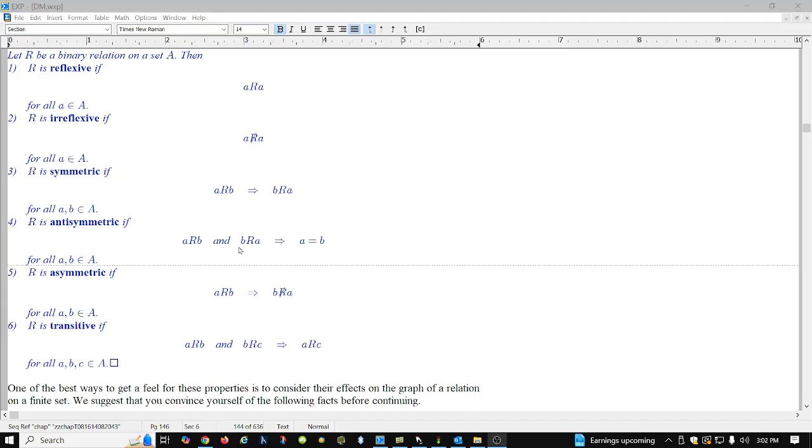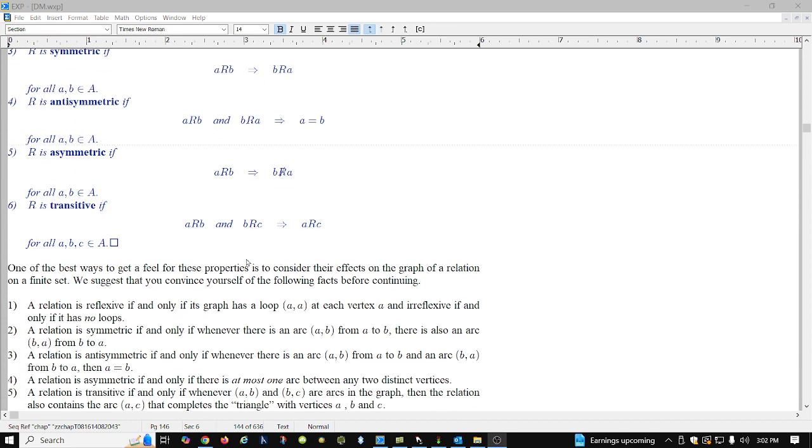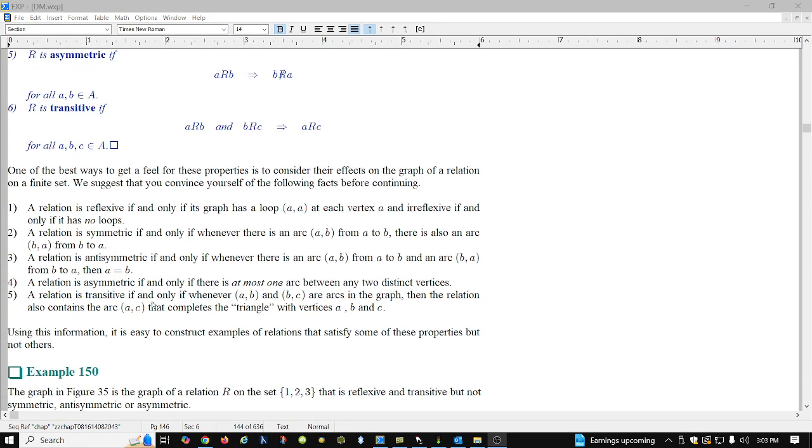One of the best ways to get a feel for these properties is to consider their effect on the graph of a binary relation on a finite set, on the directed graph of the relation. So here is a list, and it's something you should dwell on until it seems quite reasonable to you. A relation is reflexive if and only if its graph has a loop at each vertex, and irreflexive if it has no loops at all.